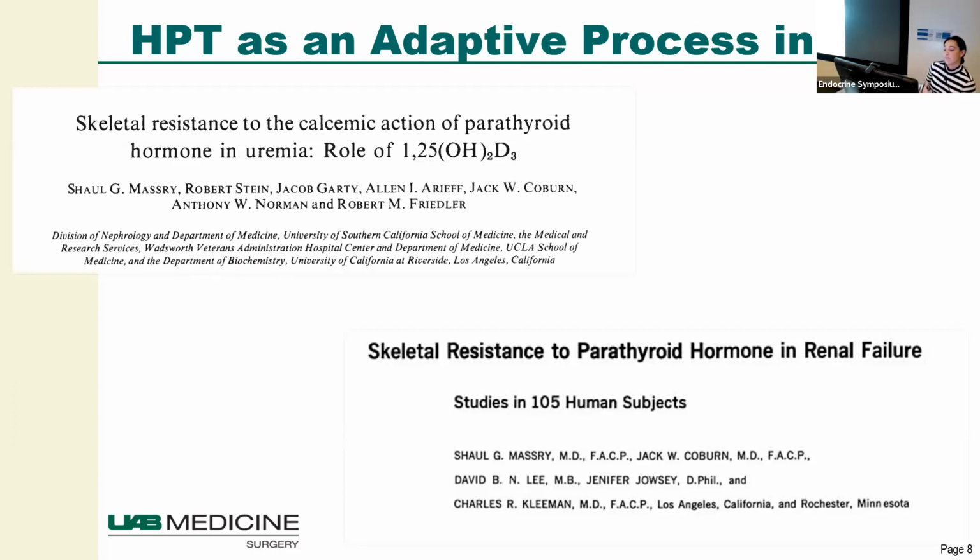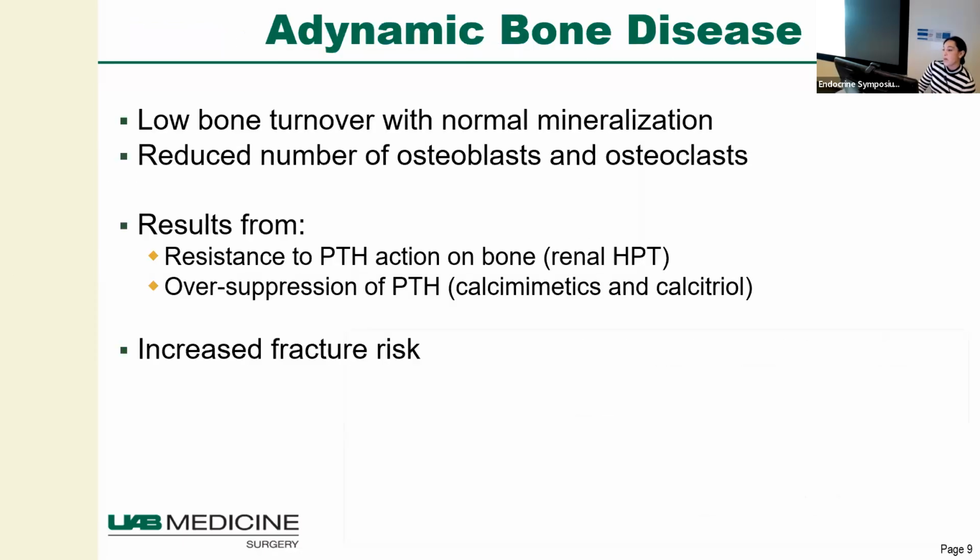And then that study was followed up in human subjects that show that both vitamin D and PTH levels, the effect of it is blunted in patients who have uremia, and that effect can be overcome with higher levels of vitamin D and parathyroid hormone levels. So with that, we know that patients are subject to adynamic bone disease.